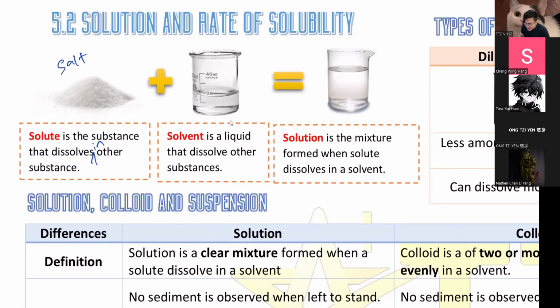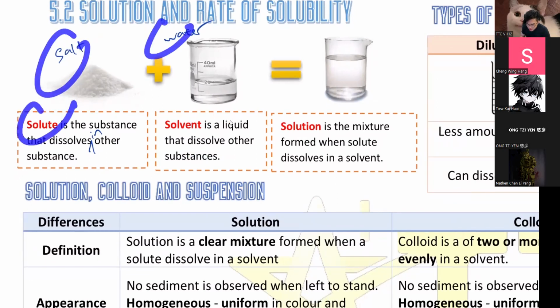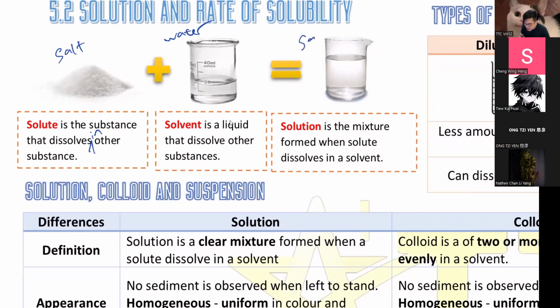So when you add salt to water, water is a solvent. Solvent, I dissolve other substances. One is dissolved in, one is dissolved. Can you see the difference? If I dissolve other substance, I'm water. So when you have salt and water, solute and solvent, you will get salt water, which is a solution. Oh yeah, in BM, this is zat terlarut, this is pelarut, and this is larutan.